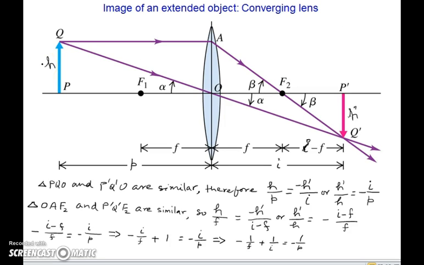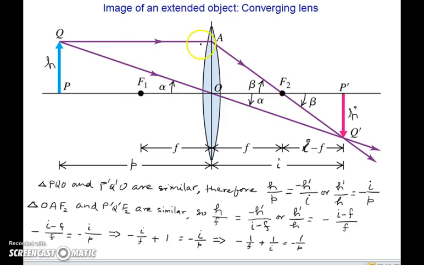Similar to when we talked about curved mirrors, we will talk here about the image of an extended object using a converging lens. So this is a converging lens. Let's say this is my extended object PQ of height h. We will consider two rays coming out of the top of the object, from point Q. This is my principal axis. This is my back focal length. This is my front focal length of the lens.